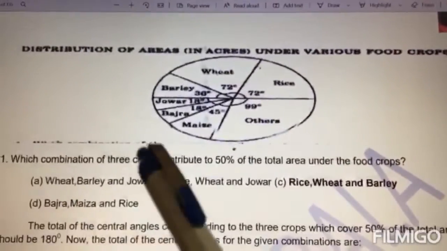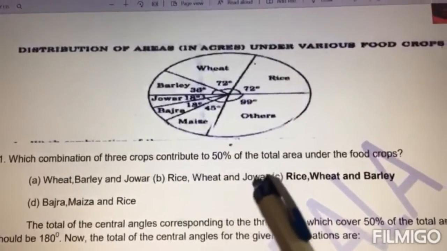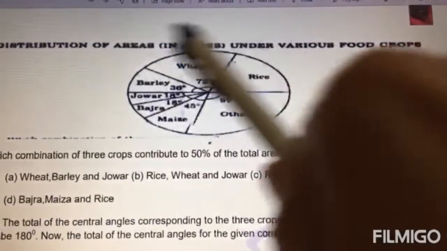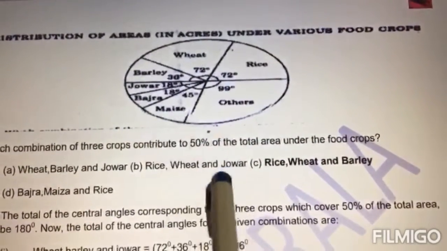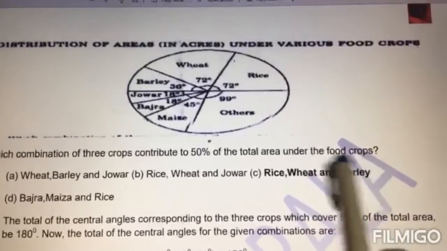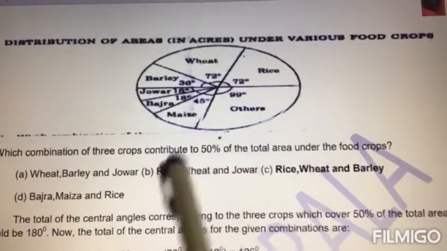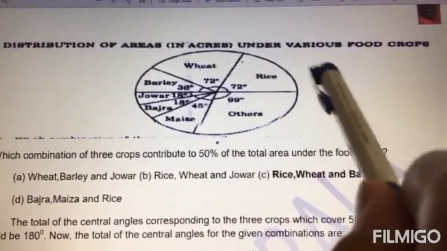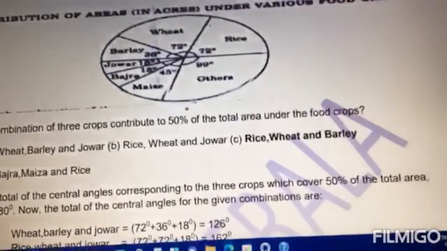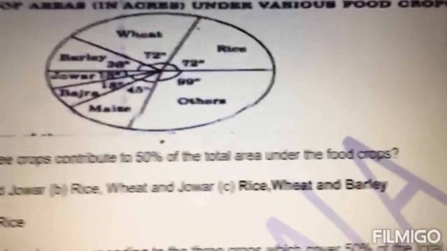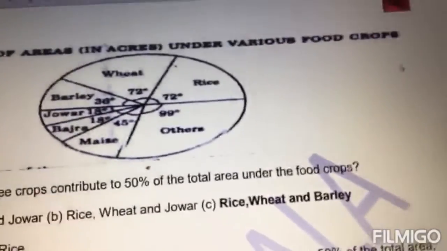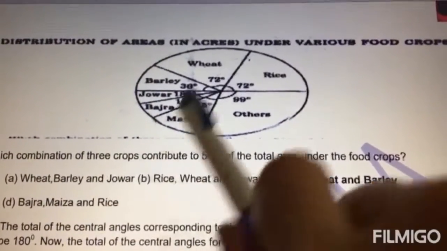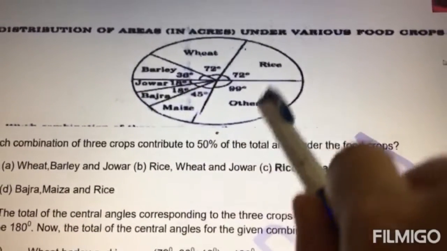Now, which combination of 3 crops contribute to 50% of the total area under the food crops? We know that this is a circle. For 50% of the total area, the angles of the 3 crops in each option, when added, should be 180 degrees or more, because 180 degrees is a semicircle. That is 50% or more of the land.